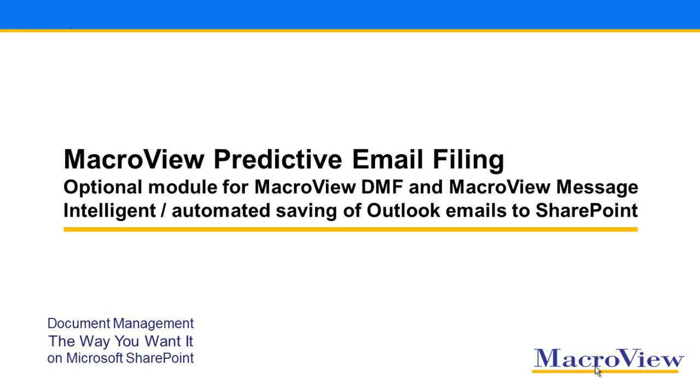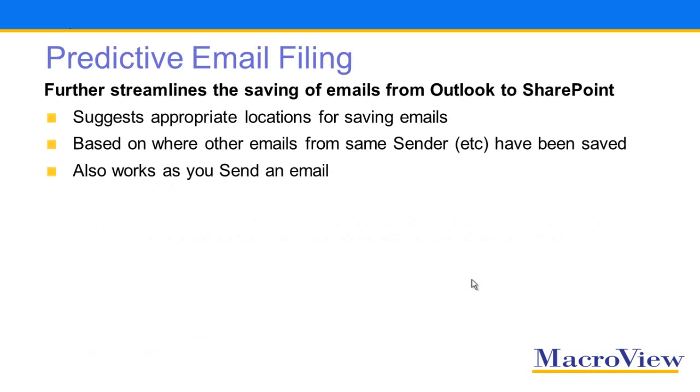In the next few minutes, we'll look at MacroView Predictive Email Filing, an optional module available for MacroView DMF and MacroView Message, which can really streamline the saving of Outlook emails to SharePoint. MacroView Predictive Email Filing suggests appropriate locations in SharePoint for saving an Outlook email.